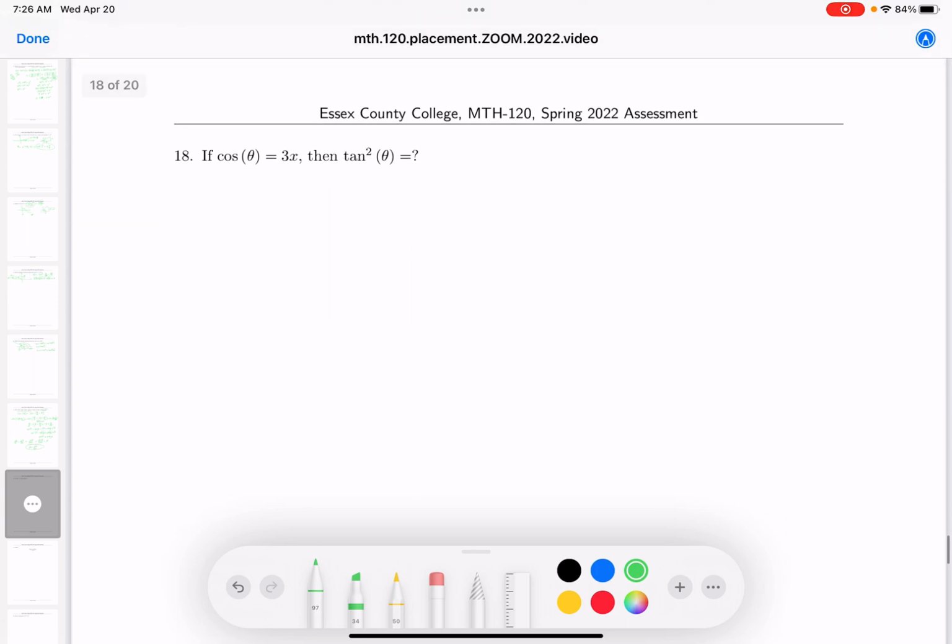And let's do this one. All right, this one, number 18. If the cosine of theta is equal to 3x, then the tangent of theta squared. Well, let's write this down. It's nothing to do with squares, right? So cosine of theta is equal to 3x. Let's square both sides. What do you get? Cosine squared theta equals 9x squared. All right.